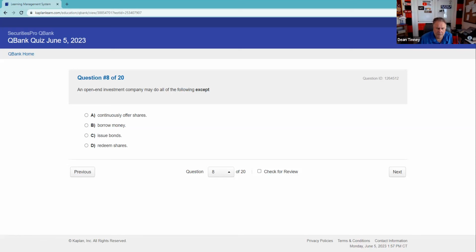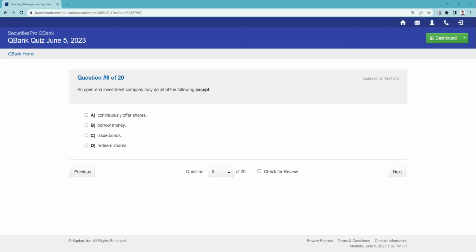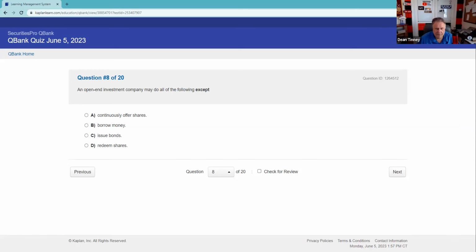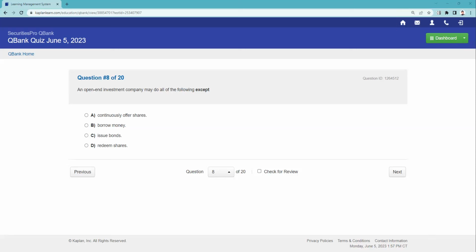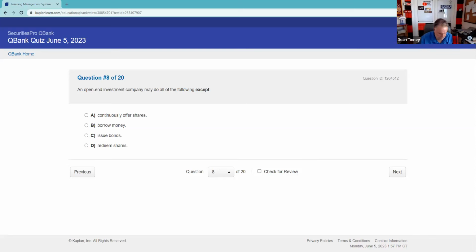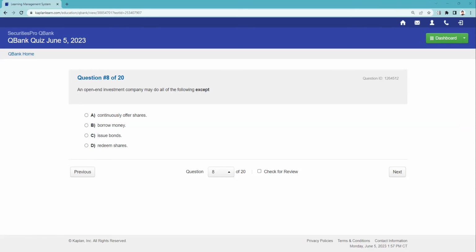An open-end investment company can do all the following except... I know they can do A and D. I like it, 50-50 process of elimination. Excellent. Can they borrow? I think open end is only stocks, not bonds. Excellent, that's exactly right.